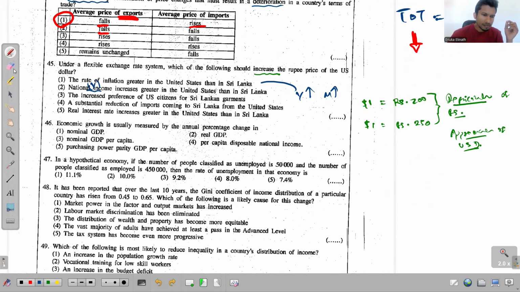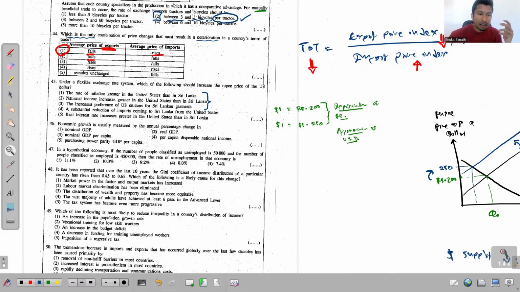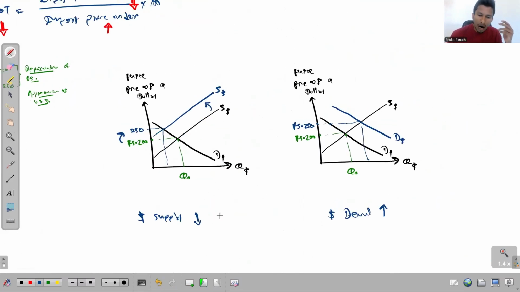The third option says the increased preference of US citizens for Sri Lankan garments. See that now they prefer Sri Lankan garments. Then once again, what will happen? USA imports of Sri Lankan goods will increase. So in these three options we have discussed, all three lead to the same thing. What is that one thing? USA will import more and more Sri Lankan goods. So when that happens, the supply will go up.